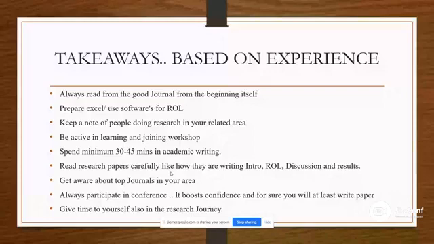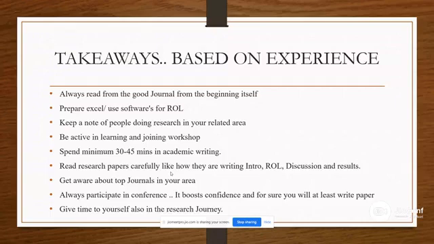Be active in learning. Join good workshops, conferences, prepare, give presentations, prepare, write papers. At least if you participate in some conference, you will write a paper. Get aware about the top journals in your area, कि आपके एरिया में top journals क्या हैं.